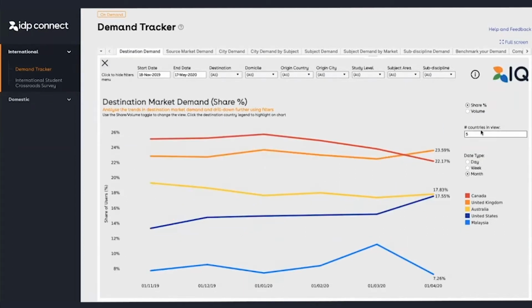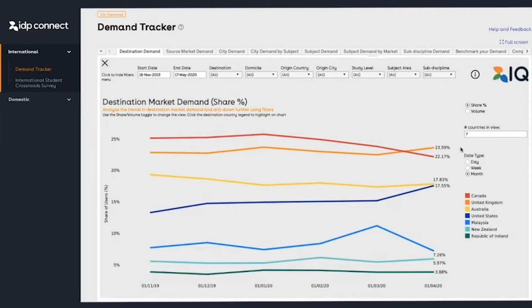This provides a view of search demand trends by destination market, helping institutions identify the impact of policy decisions and external factors on student behaviour.